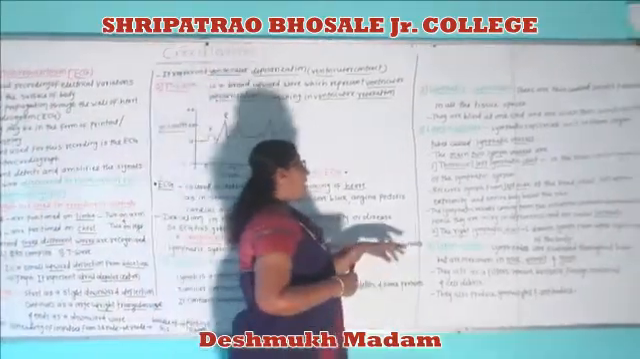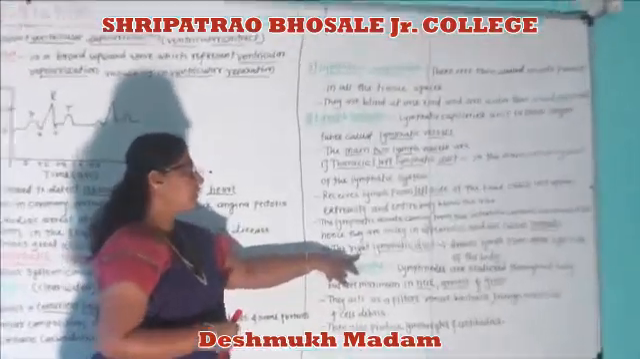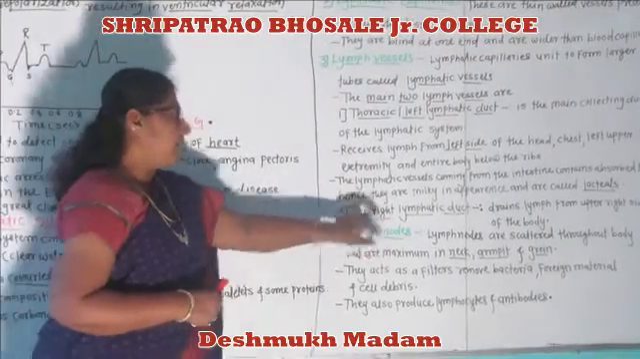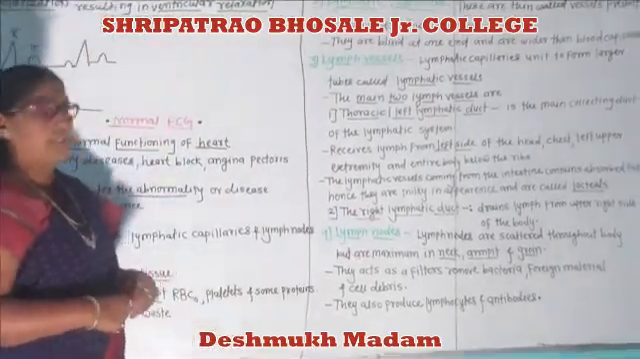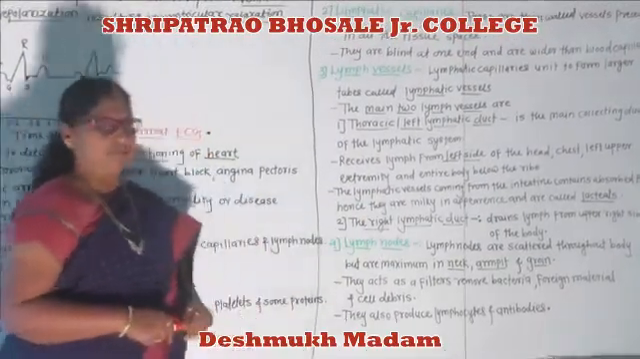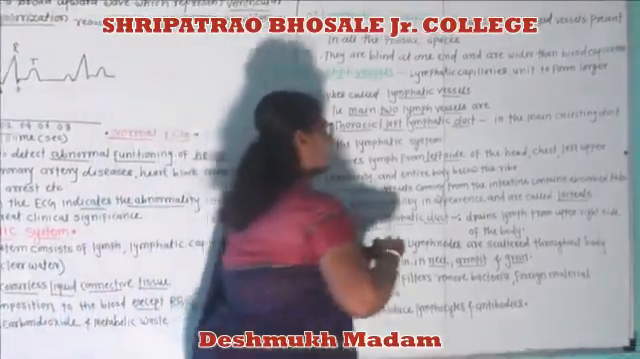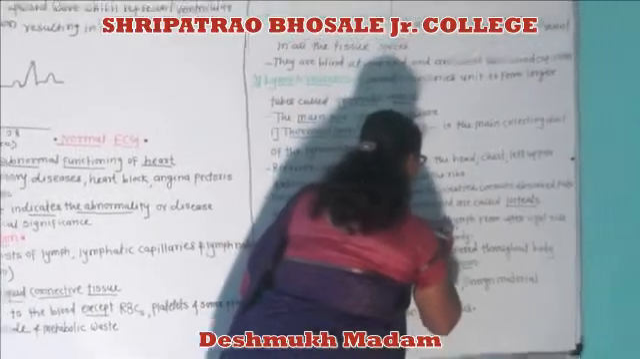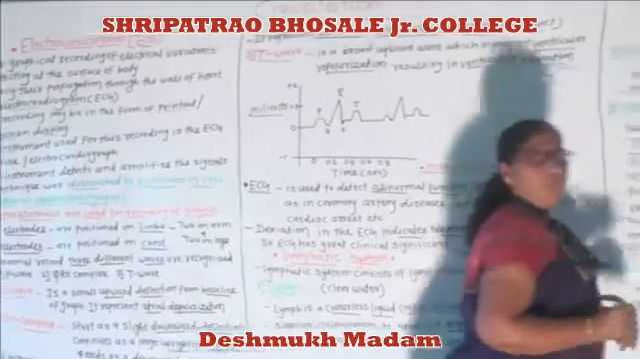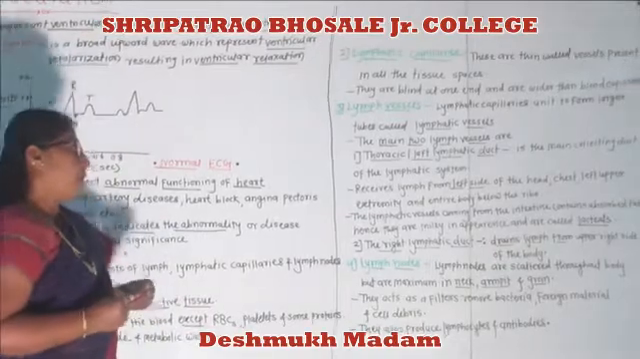The second lymph vessel is the right lymphatic duct. The right lymphatic duct drains lymph from the upper right side of the body.